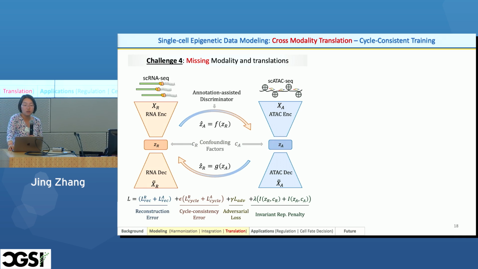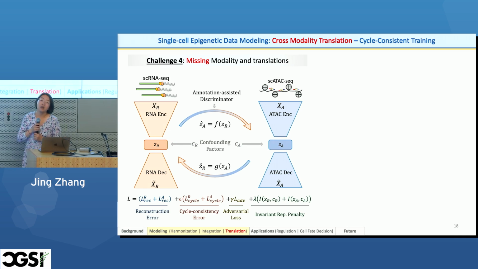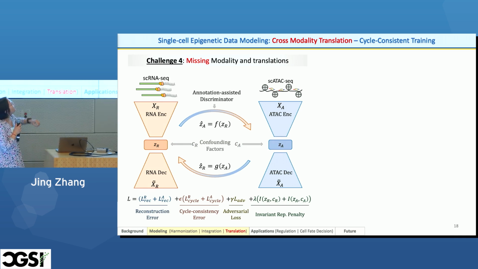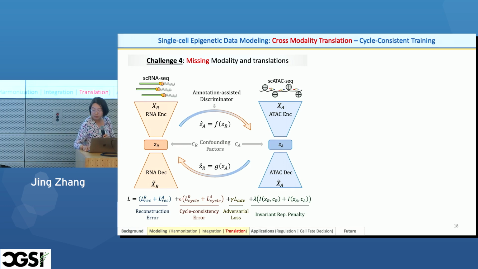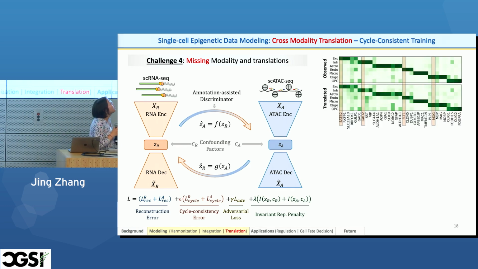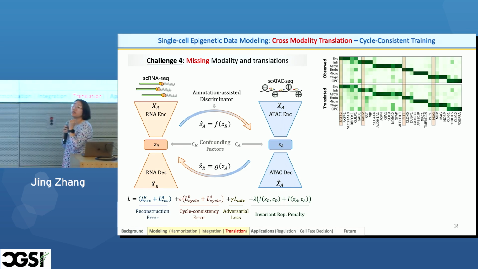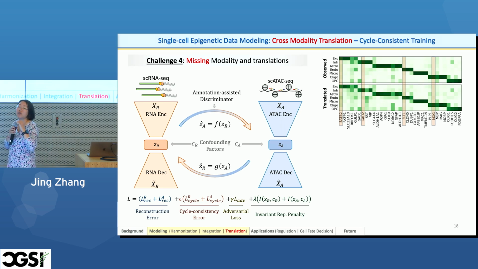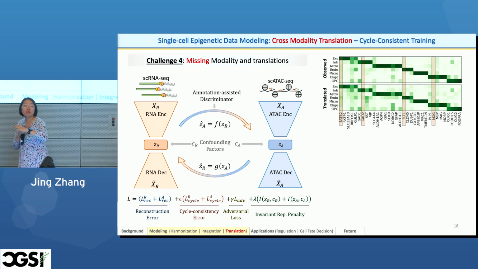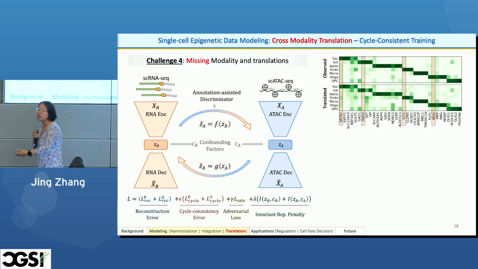objective function. So we again applied our methods on this public PBMC data. As you can see, here are the marker genes. And we compared the originally observed RNA data with the RNA data we generated from the ATAC modality.